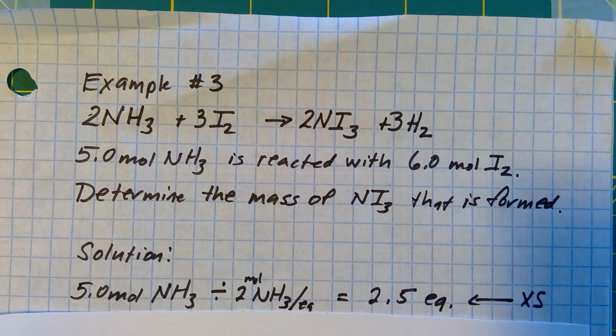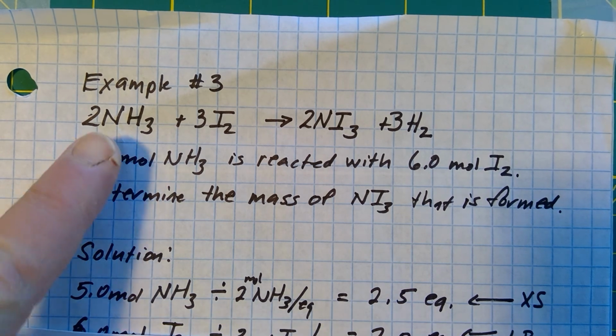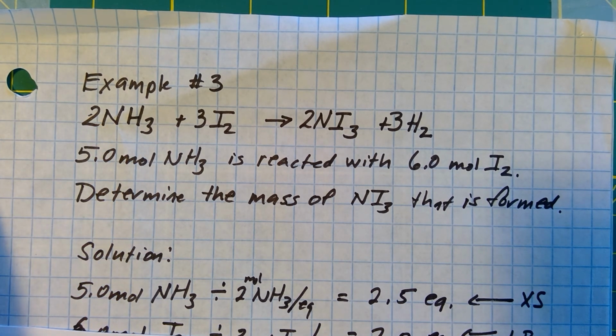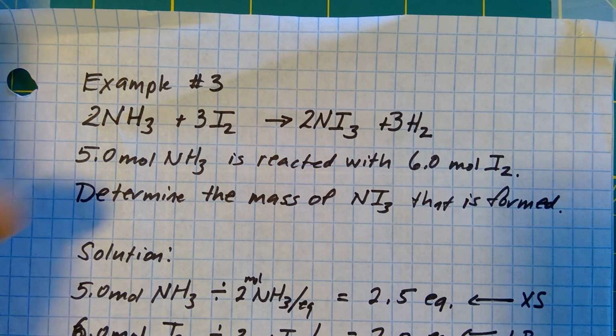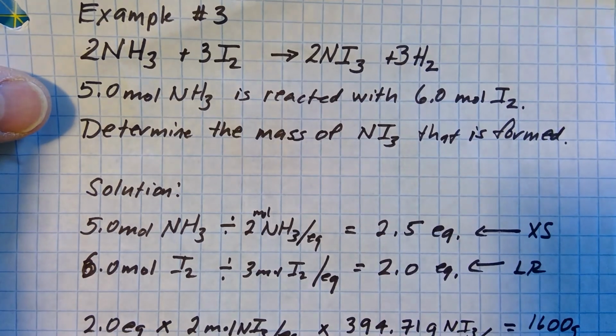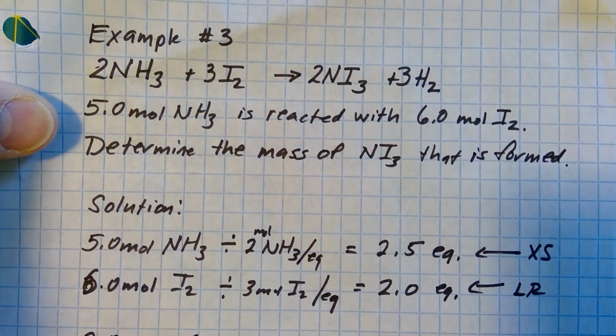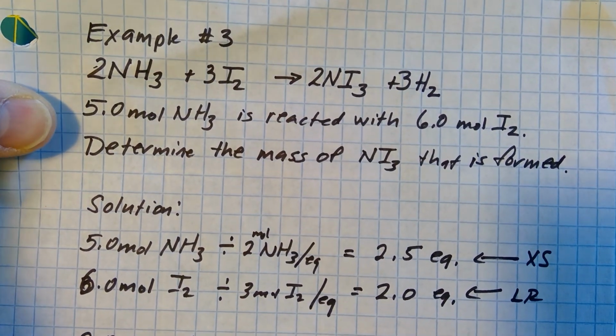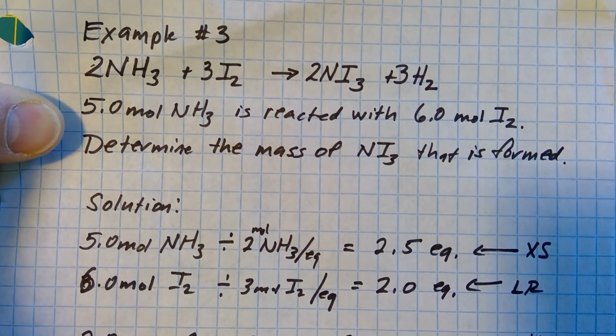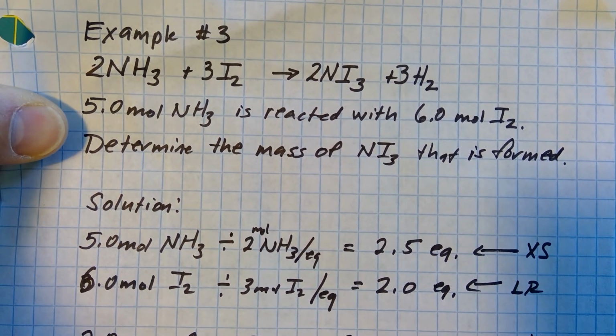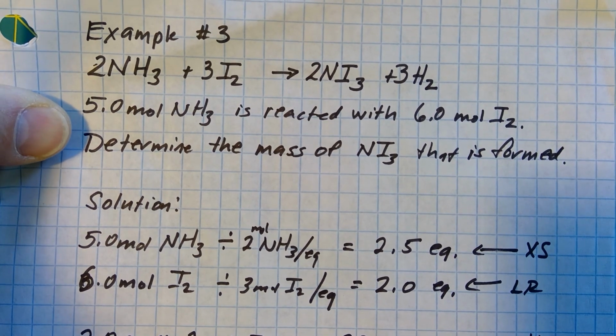So in my solution, since we already start off with moles, it's one step from there to figure out equivalents. So the 5 moles of ammonia, we divide by its coefficient of 2, we'll end up with 2.5 equivalents. We're going to do the same thing with the iodine. We got 6 moles of iodine divided by its coefficient of 3 to give you 2 equivalents. Well, 2 equivalents is going to be our limiting reactant.